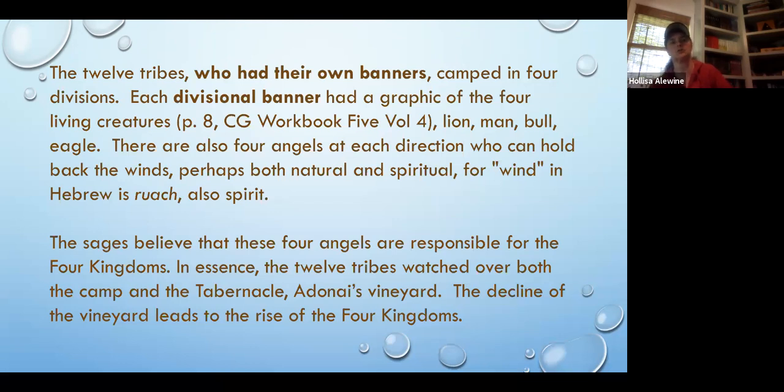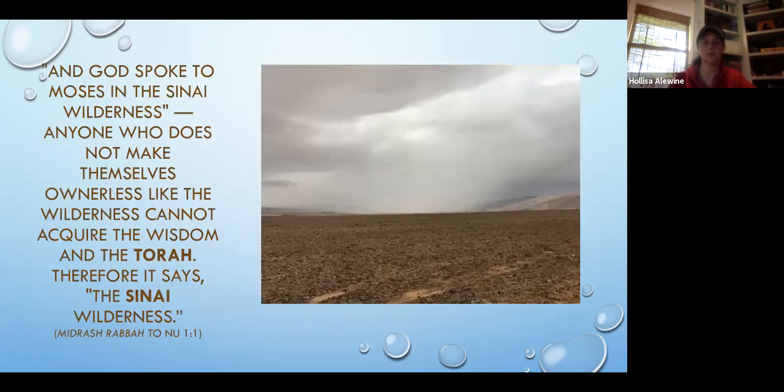So in essence, as these 12 tribes camped and journeyed, their job, in this census, was to be counted as an army. Their job was to watch over the camp and to watch over the Mishkan. Remember, it's Adonai's vineyard. When the vineyard begins to decline spiritually, that leads to the rise of the 4 kingdoms. And that's why these banners were so important. They represented that spiritual obligation of the tribes of Israel, not just for the protection of their own camps, but eventually becoming part of the prophecy of how those exiles would be brought back from the 4 winds. They would be returned to their land.